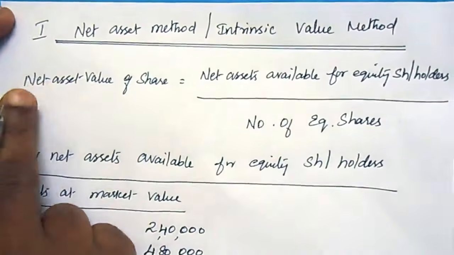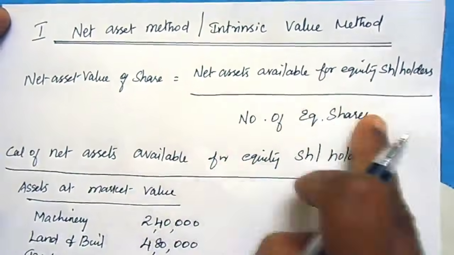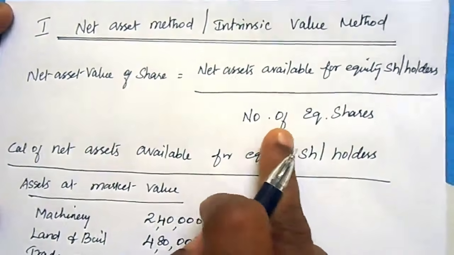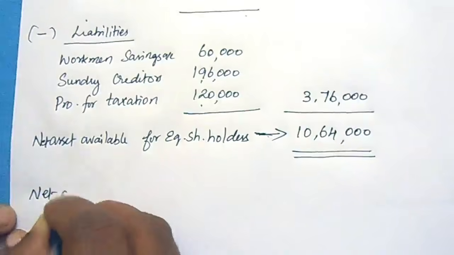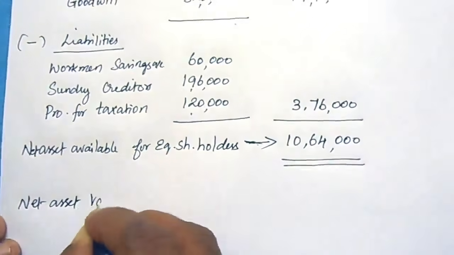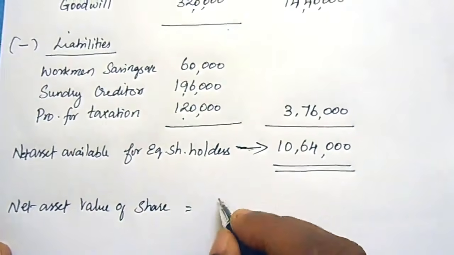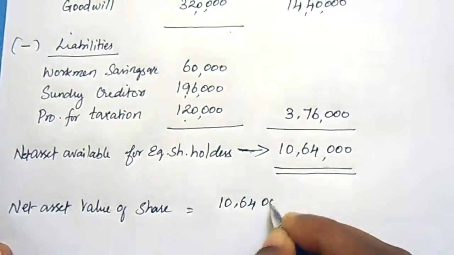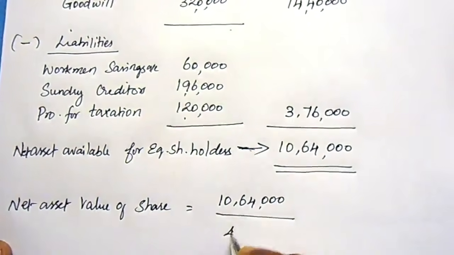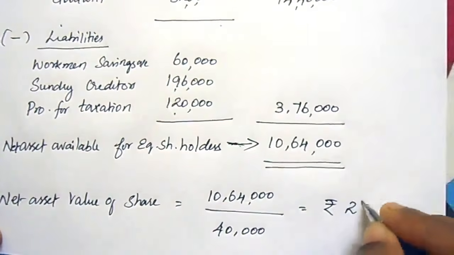Now look at the formula. Net asset value of shares is equal to net asset available for equity shareholder divided by number of equity shares. Number of equity shares is 40,000 shares. So how much is my net asset? 10,64,000. Net asset value of share is equal to net asset available for equity shareholder, 10,64,000 divided by how many number of shares? 40,000 shares. What is the value?